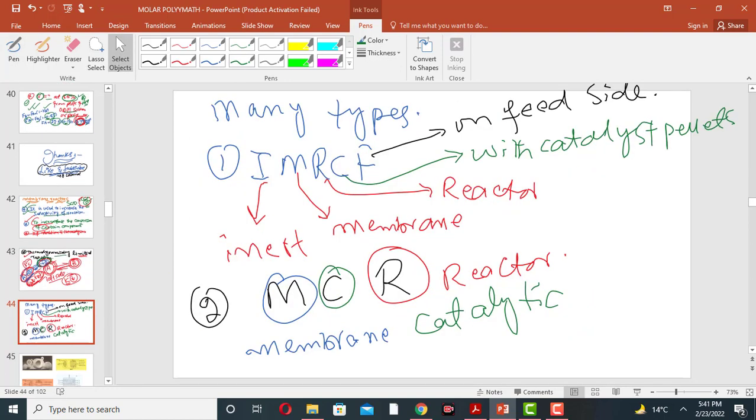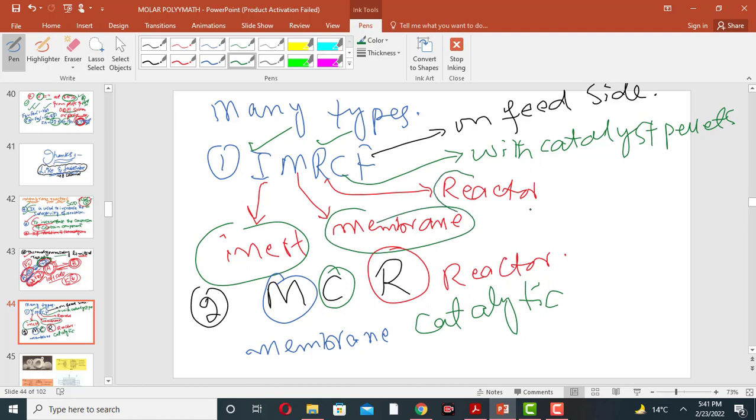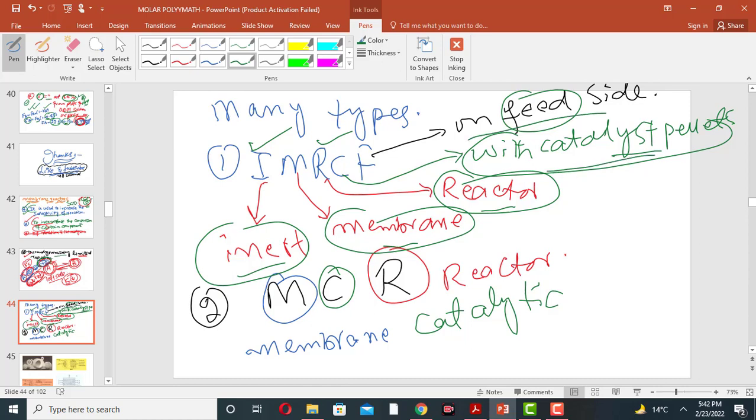There are various types of membrane reactors. The first type is the IMRCF. IMRCF means I for inert, M for membrane, R for reactor, C for catalyst pellet, and F for fluid. So it is an inert membrane reactor with catalyst particles on the fluid side.